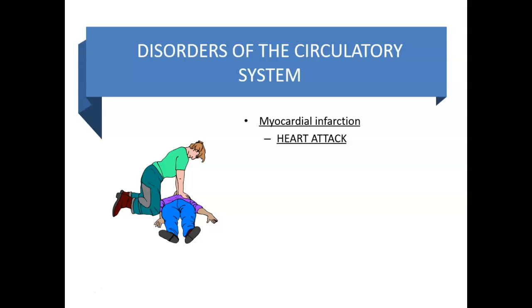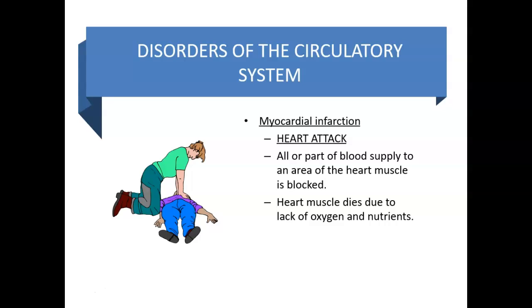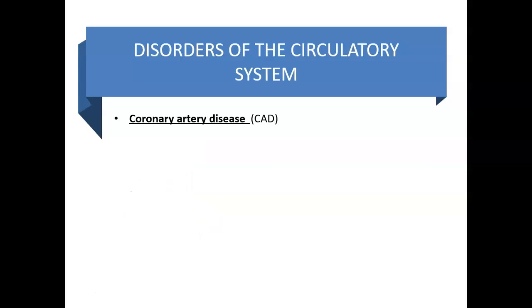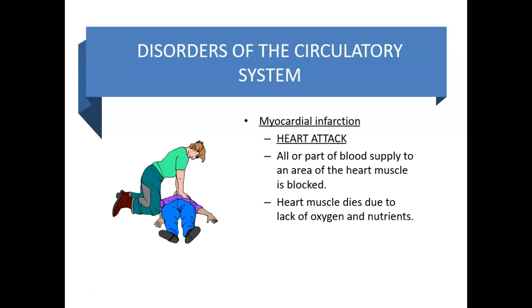Myocardial infarction is the other name for a heart attack. All or part of the blood supply to an area of the heart muscle is blocked. The heart muscle dies due to lack of oxygen and nutrients. So basically, when you're having a heart attack, one of the coronary arteries gets blocked, and where that coronary artery is, there's no flow of oxygen to the heart muscle, and the heart muscle dies.